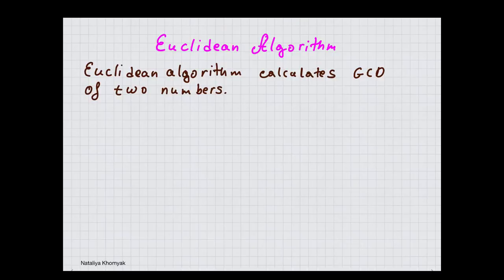Hi all, here we're going to learn about the Euclidean algorithm, which is used to calculate the greatest common divisor of two numbers. The Euclidean algorithm is more efficient when you have two large numbers that you need the greatest common divisor of. It's much easier to use than factoring if the composite numbers are really big.